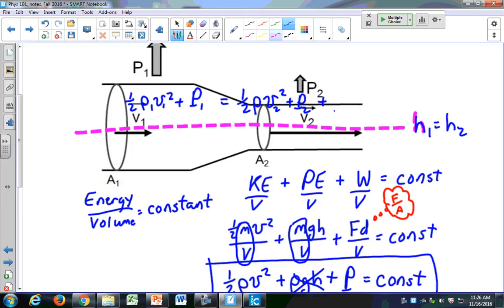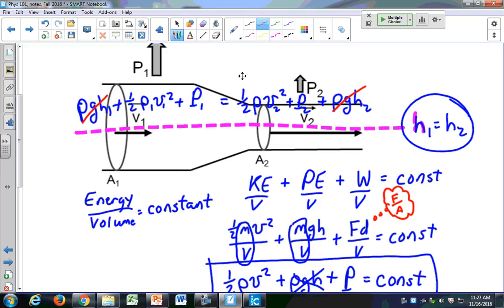Plus rho gh2. I'll put it over here, rho gh1. But since h1 is equal to h2, I just subtract both of these from either side. So what I have here is the energy per unit volume for a point here, and then I also have energy per unit volume for a point right here. And Bernoulli's principle says that the energy per unit volume here has to equal the energy per unit volume here, based on the conservation of energy, that our liquid can't lose energy.